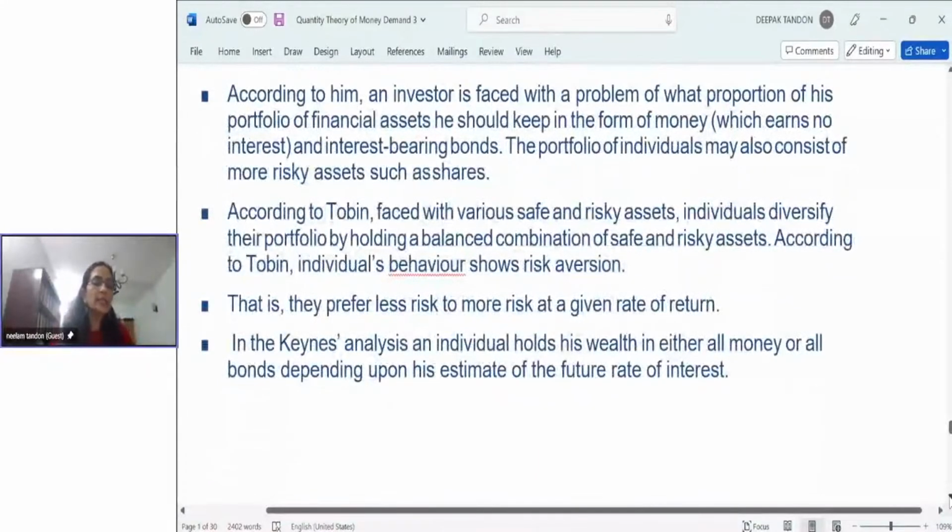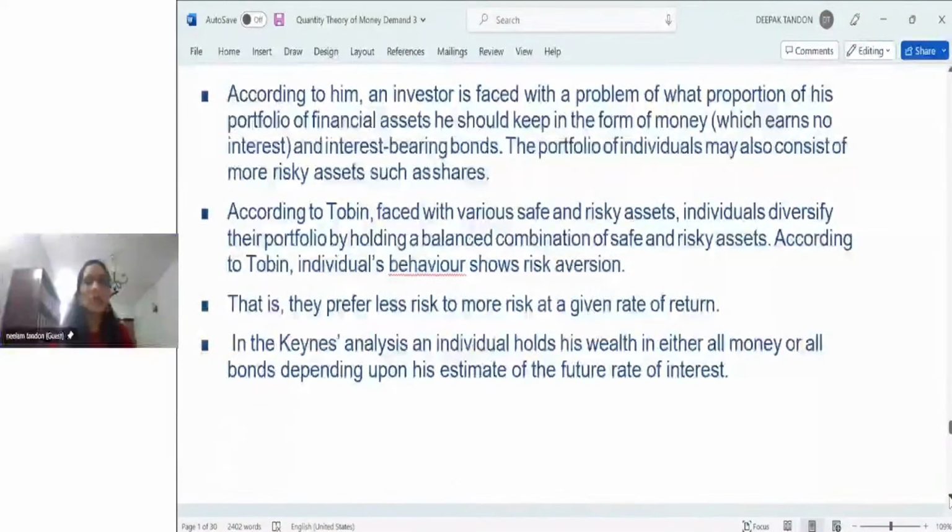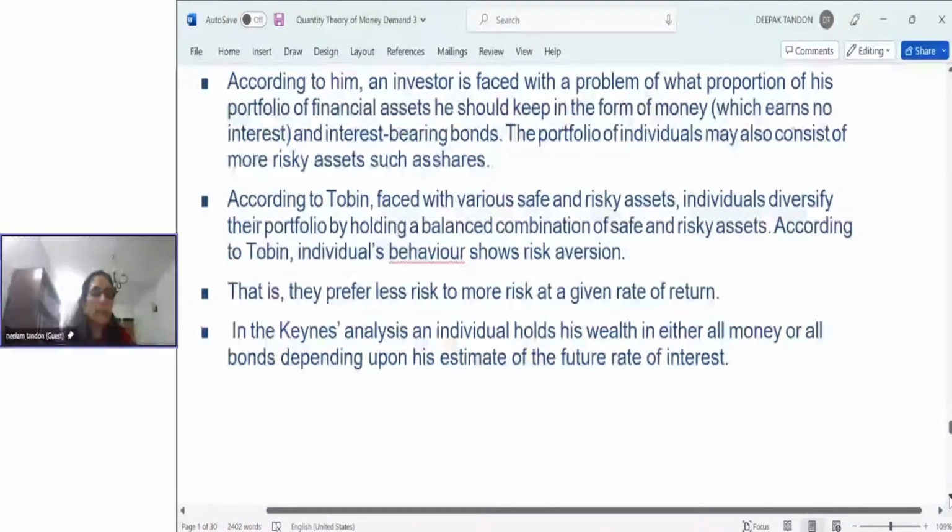In the Keynes analysis, what we have shared talks about nominal income. It talks about the wealth of the people only in bonds or in cash. But Tobin spoke about behavioral aspects, the safety and risk-taking capacity of the people, which decides what proportion of financial assets they should have and how much money they should keep in cash. So this is how the theory varies.